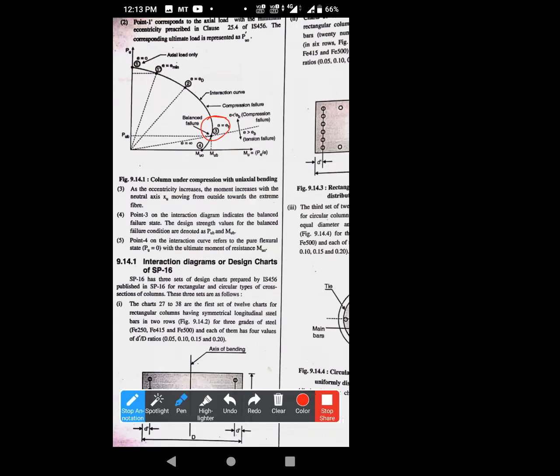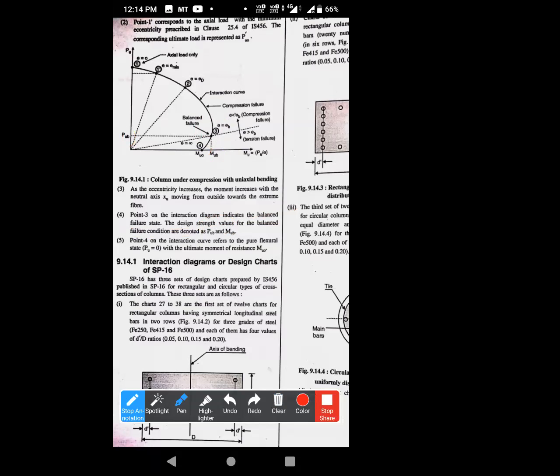At point 3 on the interaction diagram, it indicates balanced failure. Whatever failure takes place here is a balanced failure state, meaning at this point your member is in a balanced section. Therefore this point is known as the balanced failure state. The design strength values for the balanced failure condition are denoted by MUB and PUB.